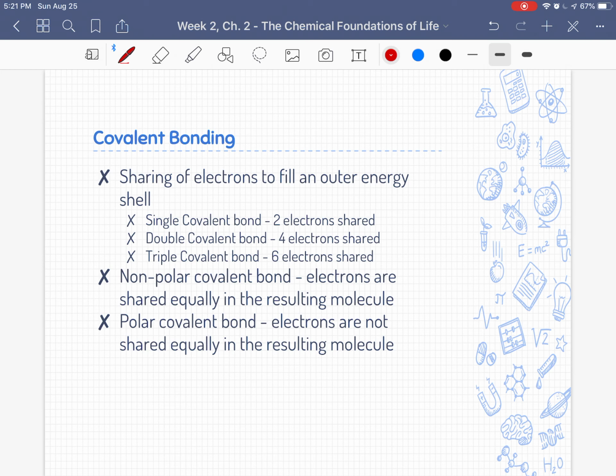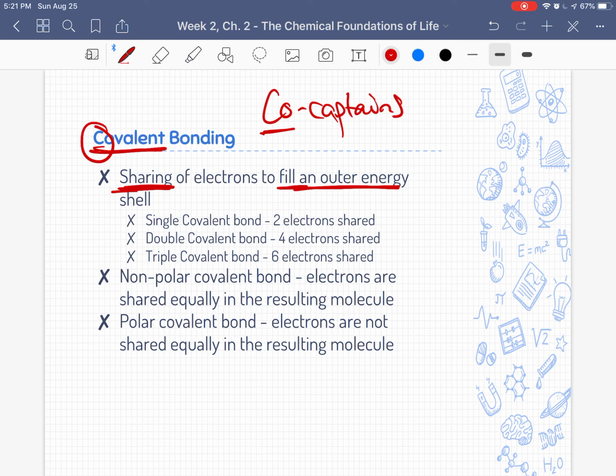All right, so let's get down and dirty and start talking about covalent bonds. When we talk about covalent bonds, we are sharing, right? Covalent bonds is sharing, just like co. If you're talking about co-captains, co-captains are sharing the responsibility of captains. So in covalent bonding, we're sharing electrons and we're trying to fill our outer energy level. So we're trying to fill that valence shell.